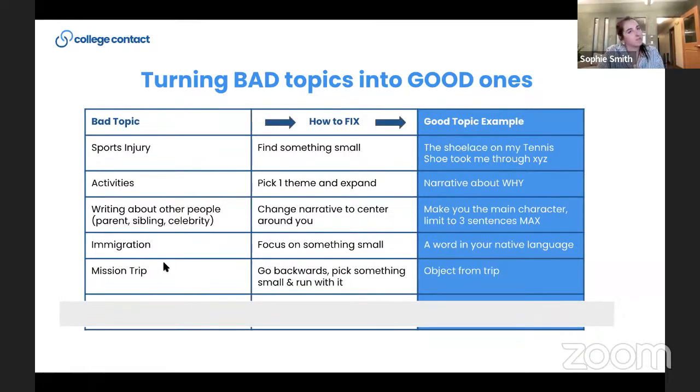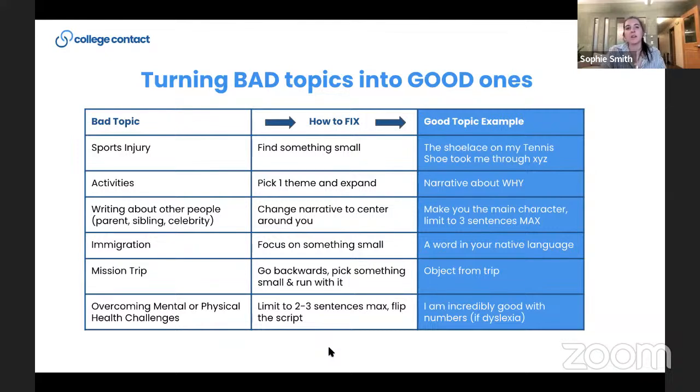Mission trip, I'm sure you guys have seen this online. If you did a mission trip and tell us the whole story about it and how it changed your life, we've seen it a lot. So see if we can find something else to write about there. Again, you could try and use the small thing and do something like the grandmother story, right?